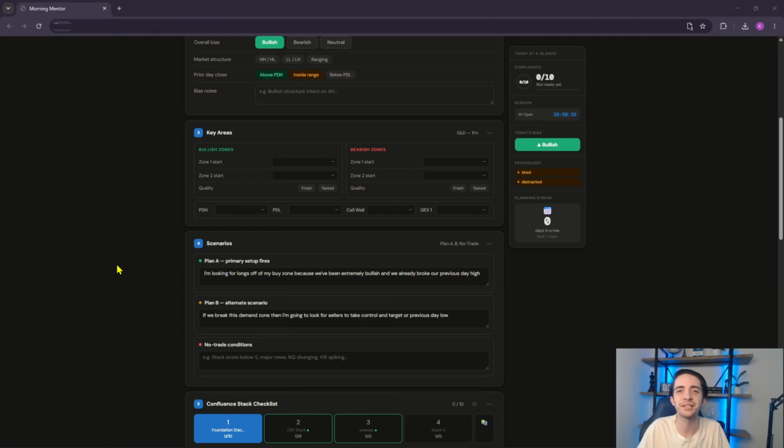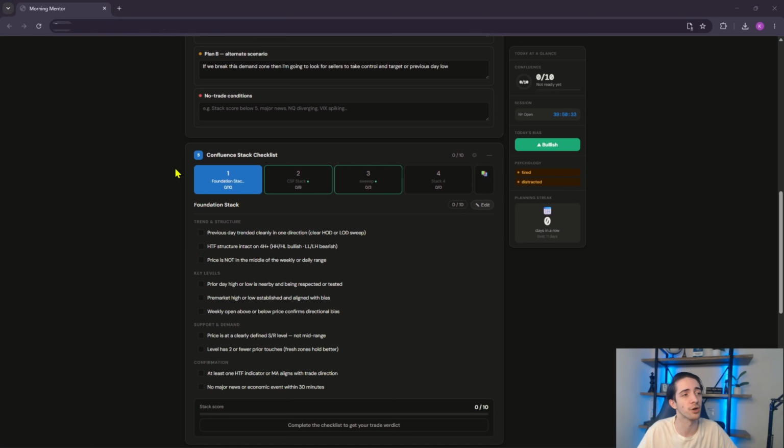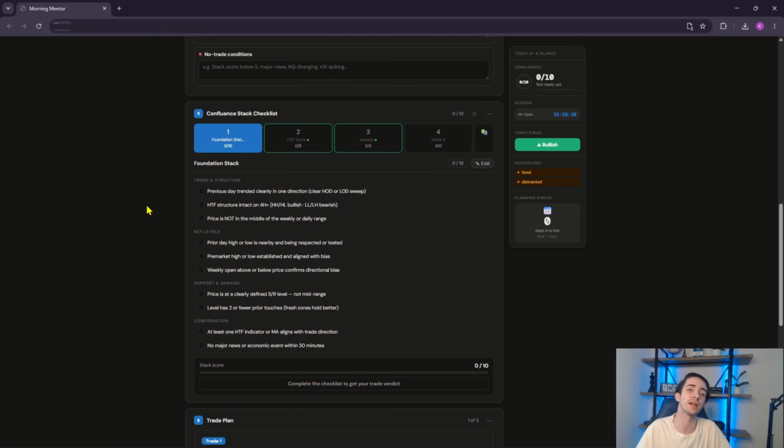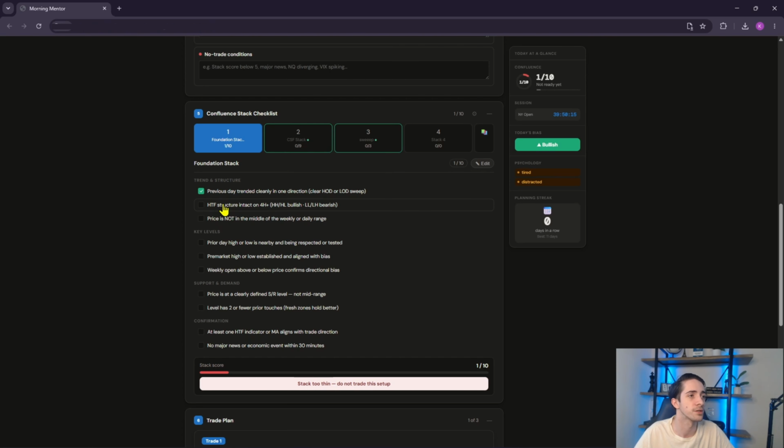Now, this next section has to be one of the inspirations and main reasons I built this out, and that's going to be our Confluence Stack Checklist. This is where everything starts to fall together, where you create a system, you create a strategy, and you follow it to a T. Now, it's going to come with a foundation stack. The foundation stack really just gives you trend and structure: previous day trended clear in one direction, higher time frame structure on 4 hour, price is not in the middle of a weekly or daily range, key levels, prior day high or low is nearby or being respected or tested, pre-market high or low established and aligned with bias, weekly open above or below price confirms directional bias.